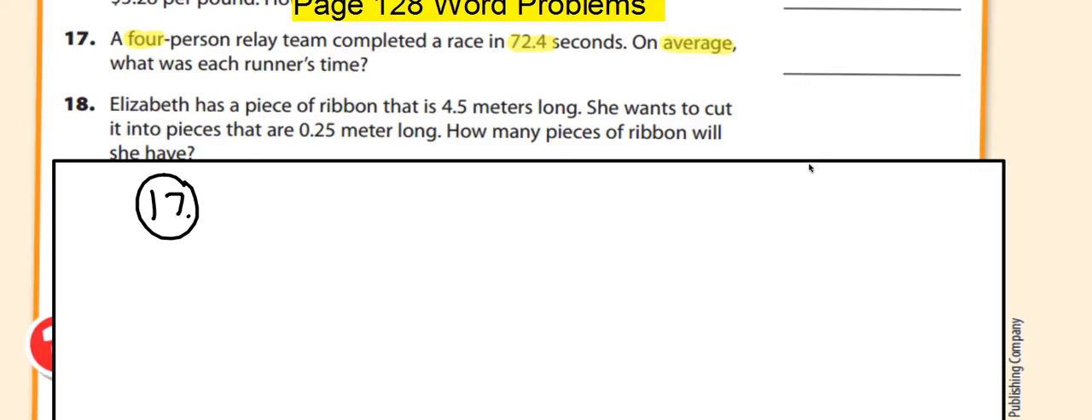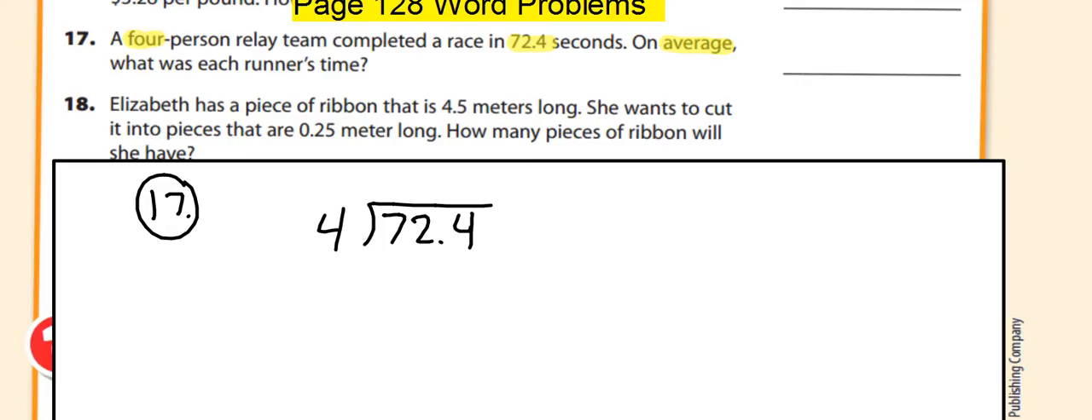If you think about an average problem, typically what you have to do is take a bunch of times, add them all up to get the total, which the problem actually does for you, and then divide by the number of people. In other words, these 4 people ran a relay race, and their total time was 72.4. That means that you're going to take 72 and 4/10, and you're going to divide by the number of people. This is the way to set up number 17.